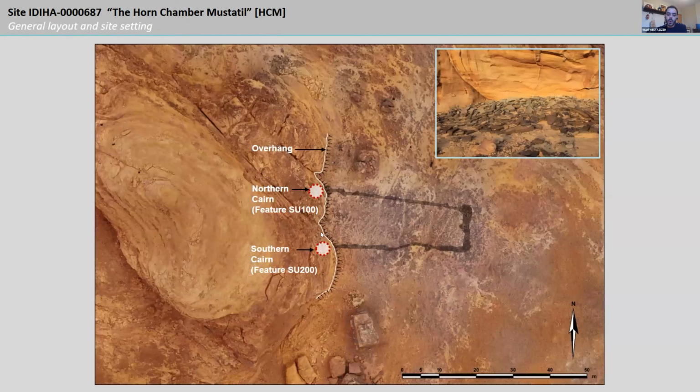At the Horn Chamber Mustatil, 2 cairn structures were identified at the junction of the long walls with the outcrop. They are the features you can see on this slide here, SU100 and SU200, that are hidden below the overhang. And the excavation of one of these 2 structures provided important results that I will detail in the next slides.